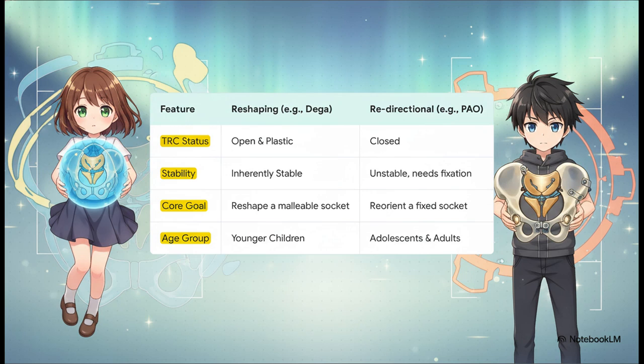If it's open and plastic, you can reshape. If it's closed, you have to redirect. It's that simple. And from that one decision, everything else just falls into place. Reshaping is stable. Redirecting is unstable and needs fixation. One is for young kids, the other is for teens and adults. If you can articulate this clearly, you have absolutely nailed the core of the topic.